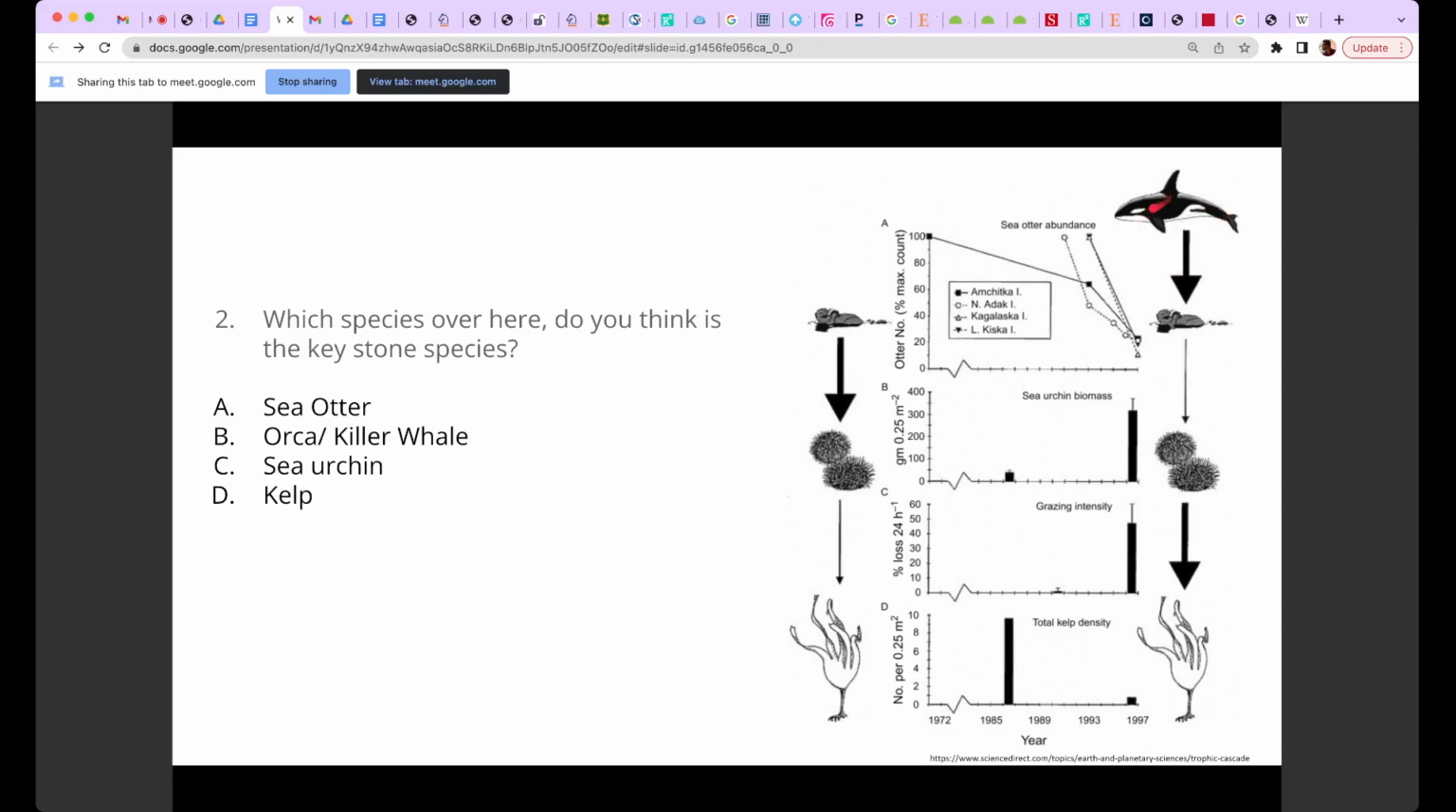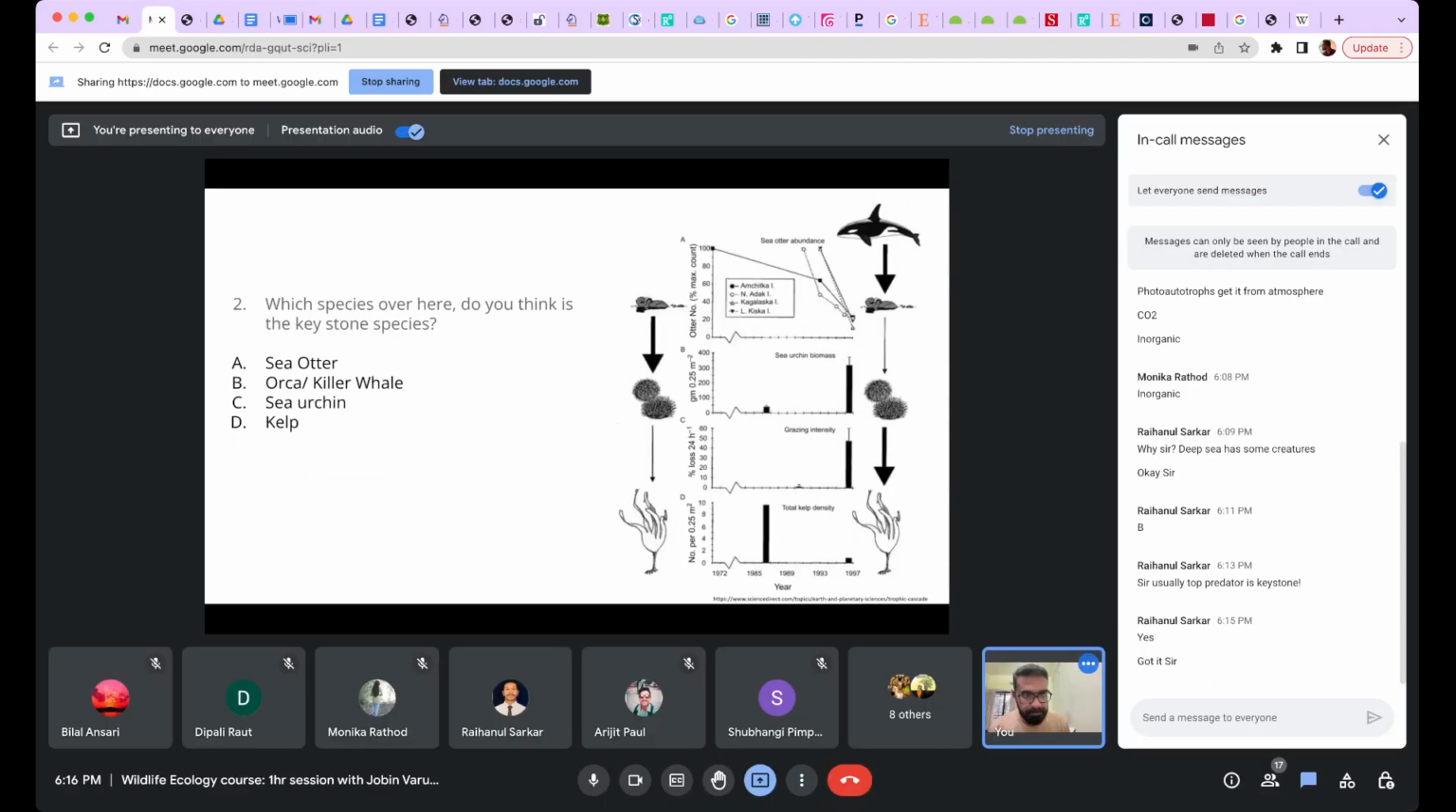So even though orca looks like a top predator over here, it was an introduced top predator for the sea otter, and sea otters are basically the keystone species over here, without which the sea urchins expand their population and diminish the population of the kelp. Do you get why the answer is A, sea otter, here now?